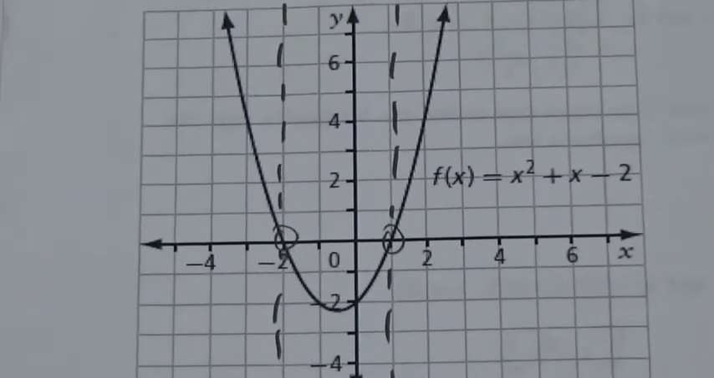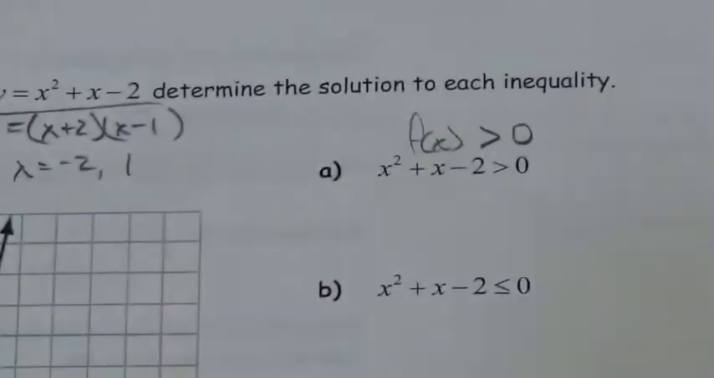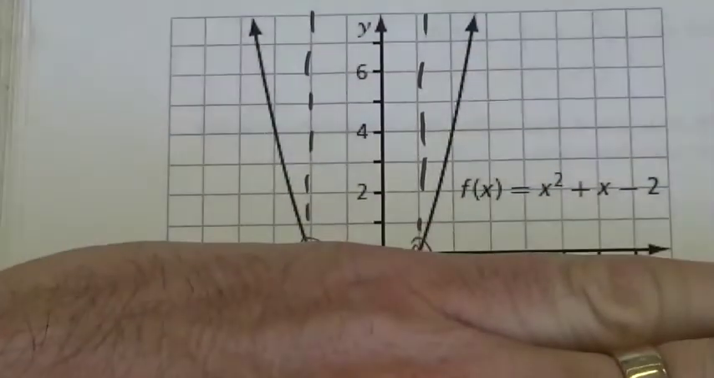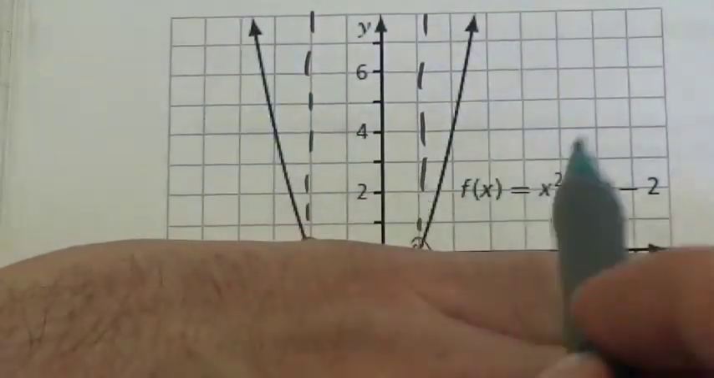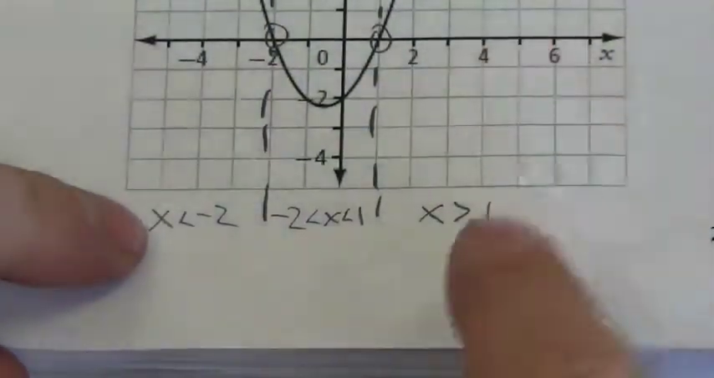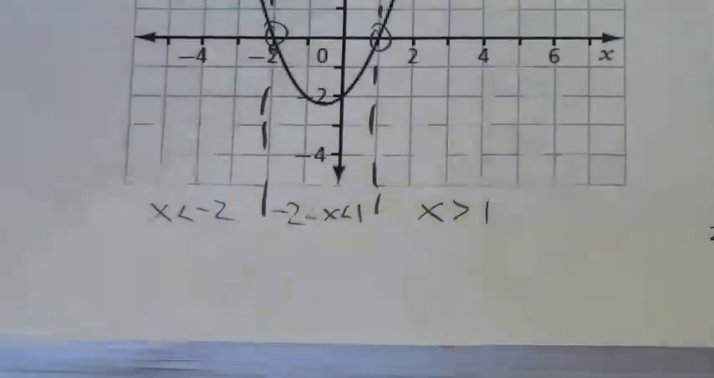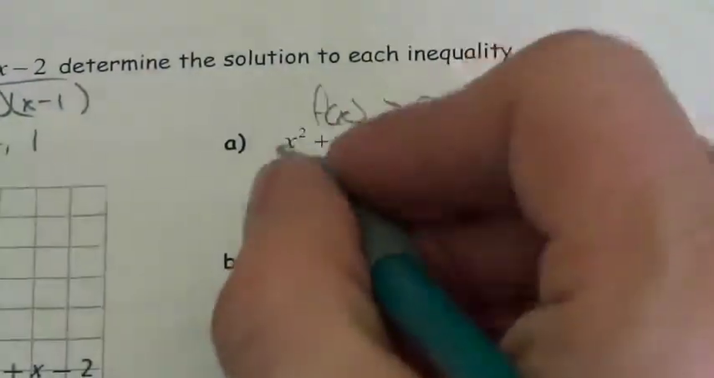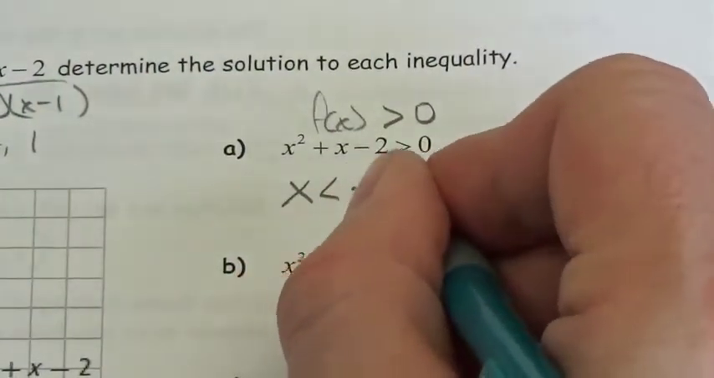Okay, I'm looking for where this parabola, this first question, is greater than 0. Okay, there's my 0 line. So it's out here and out here. That is where x is less than negative 2 or where x is greater than 1. Okay, so there's my answer. x is less than negative 2.